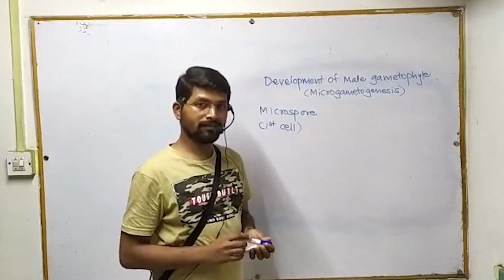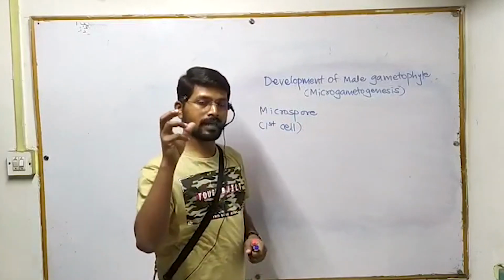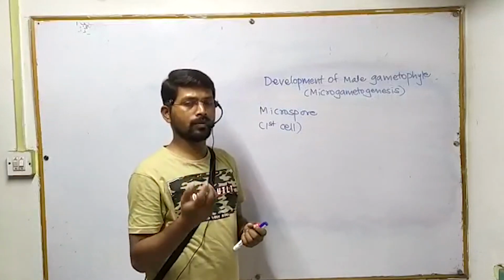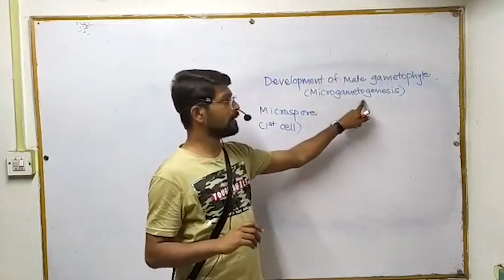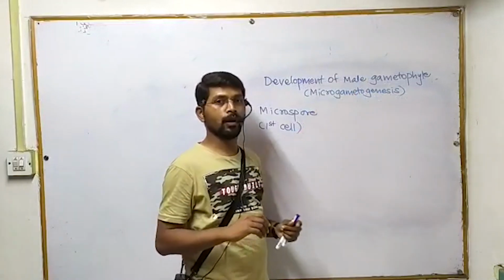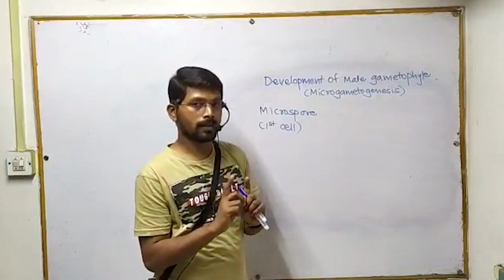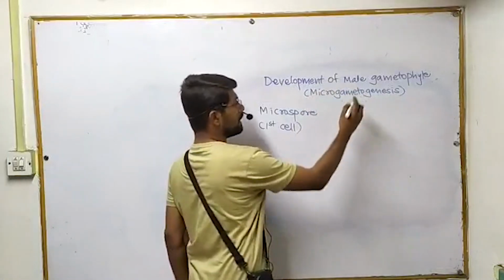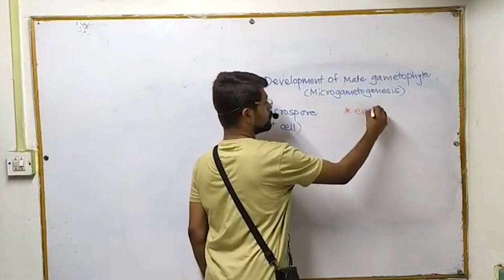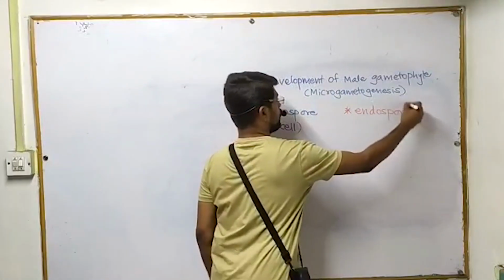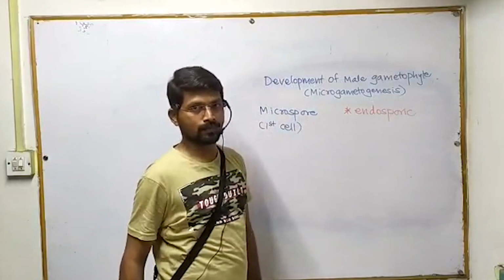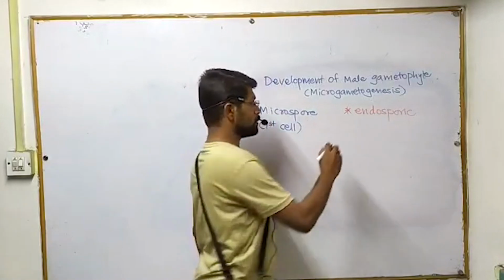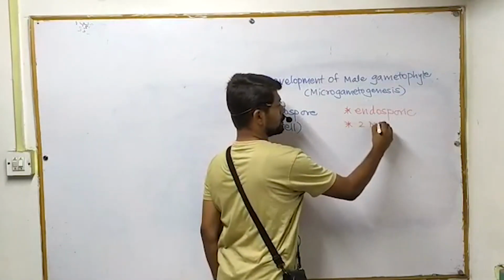The entire development of the male gametophyte occurs inside the microspore. It will not be seen outside of the microspore. The entire process of microgametogenesis occurs within the boundary of the sporoderm, inside the microspore itself, and therefore development of male gametophyte is termed endosporic, which is occurring inside the microspore. And development of male gametophyte from a single microspore requires two mitotic divisions.